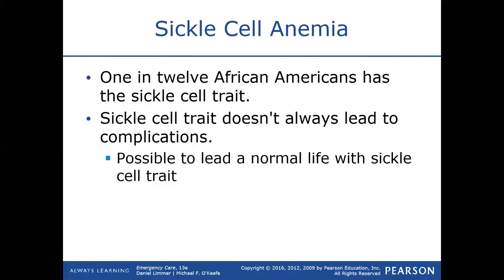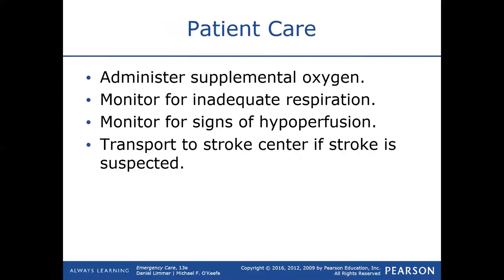They might have the trait, but it might not be affecting anything. Okay, so how do we treat patients with sickle cell if we need to bring them in? Oxygen used to kind of be the go-to for everything, and so that's why it says here, administer supplemental oxygen. We don't have to give oxygen to everybody, okay?